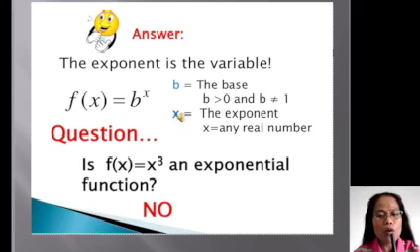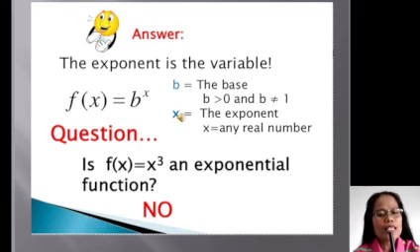f of x equals b to the power of x. You have to take note that b is the base, and b is greater than 0, and b is not equal to 1. And x is the exponent, and x is any real number.